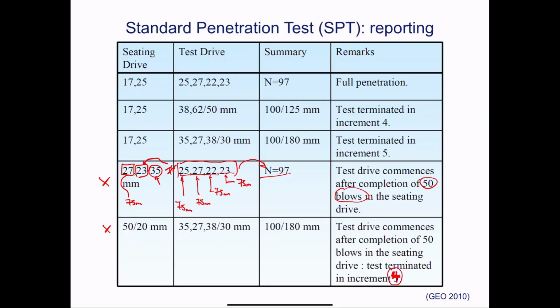For the seed drive, we cannot get even the second increment going. In the first increment, we can only penetrate 20 millimeters, and we reach the termination criteria of 50 blows right off the bat. And that's what this means. And then we know automatically we should jump to the test drive.